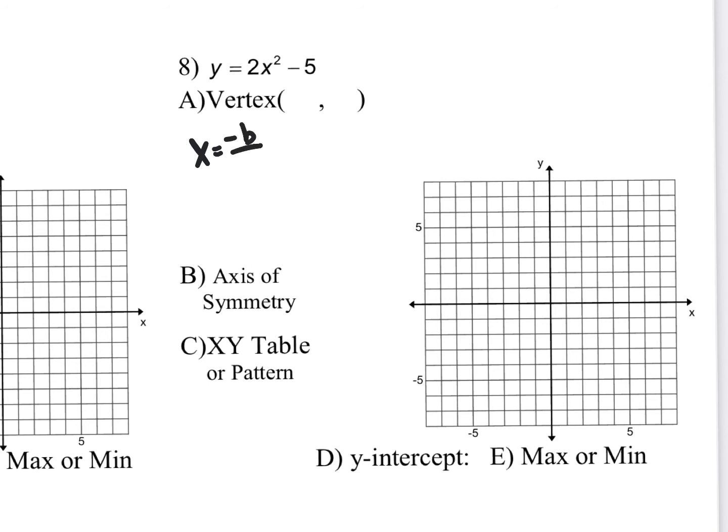X equals negative b over 2a. That's right. When you use the formula x equals negative b over 2a, use parentheses to plug in your b value. What's your b value? 5.